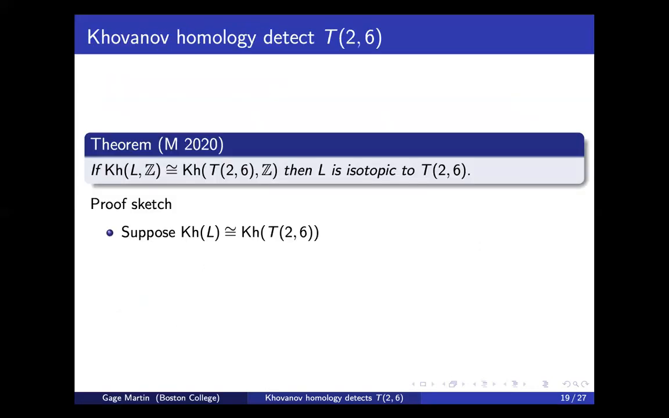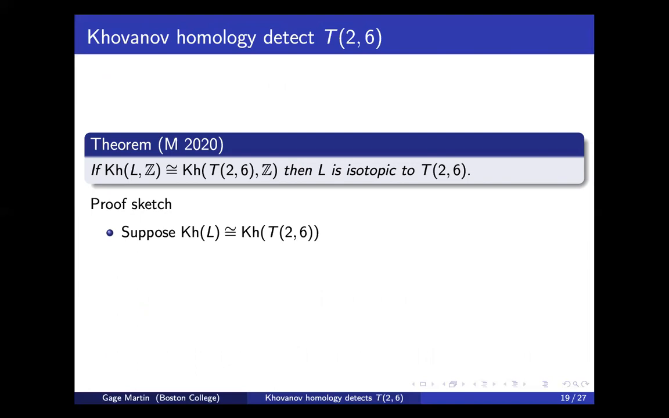So now what we can talk about is how to generalize this sort of approach to showing that Khovanov homology detects the torus link T(2,6) instead of the Hopf link, which is the torus link T(2,2). And so really we take the same approach, but some of the steps require more work or checking more cases.